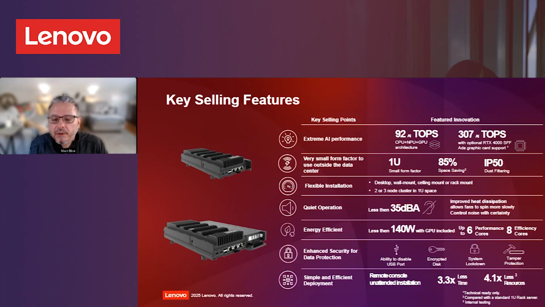As far as what we can do, you can see that at the base, we can do 92 AI TOPS. That's trillions of operations per second. So just think about that, 92 trillion out there. On the flip side, if we get that GPU in there, we can go ahead and bump that up already to 307 AI TOPS. So again, we've got a real heavy machine out here that we can go ahead and run for that AI inference out there.